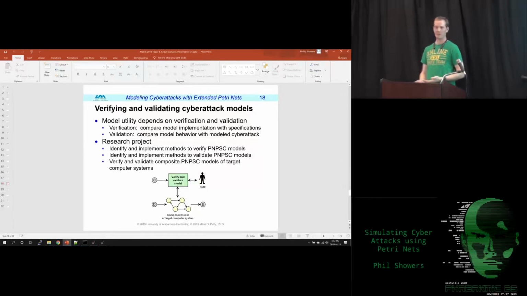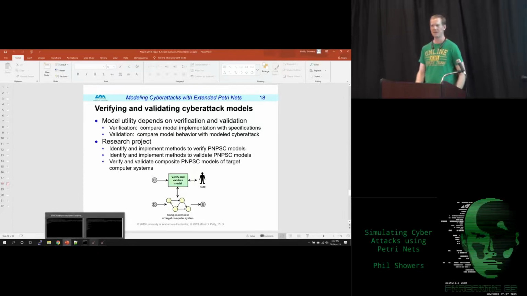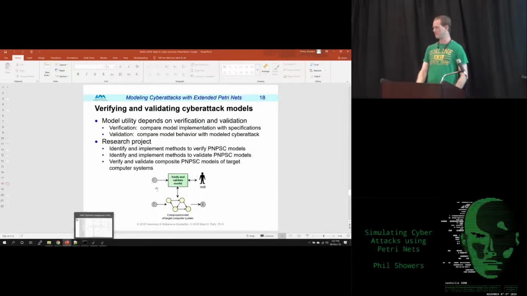Likewise, a lot of companies don't really want to talk about successful attacks to researchers, because now it's going to make them look bad to their customers and stuff. Say again? Investors? Yeah. So validation of these attack models is a lot harder than verification.